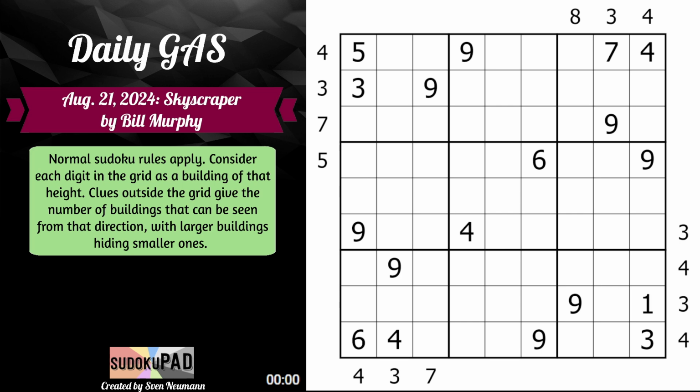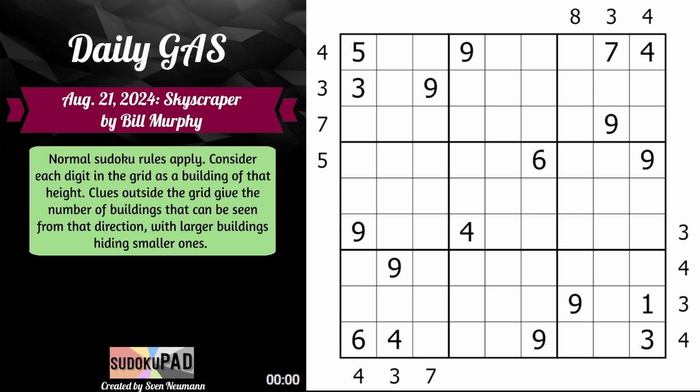Hello and welcome to the Daily Gas for August 21st, 2024, called Skyscraper by Bill Murphy. Normal Sudoku rules apply. Consider each digit in the grid as a building of that height. Clues outside the grid give the number of buildings that can be seen from that direction, with larger buildings hiding smaller ones. So, what does that mean?